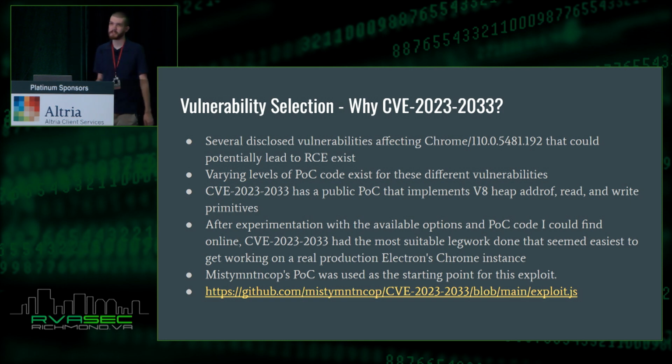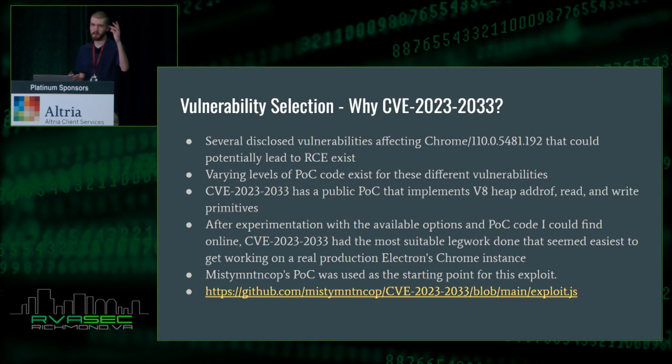So the vulnerability selection. The process for picking a vulnerability to try to use to get remote code execution on this Electron instance was a bit of a process. So there's so many things that have dropped. To give you some idea, Chrome 110 came out in March 2023. I was doing this research maybe like February 2024 into March 2024. So there were several end-day bugs within the last year that had come out that could lead to remote code execution.